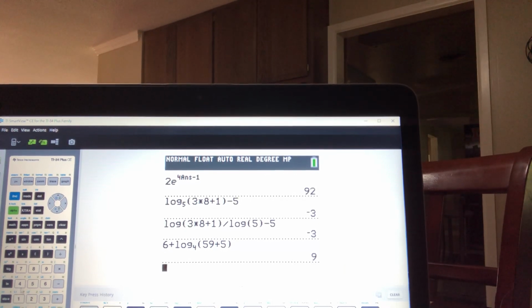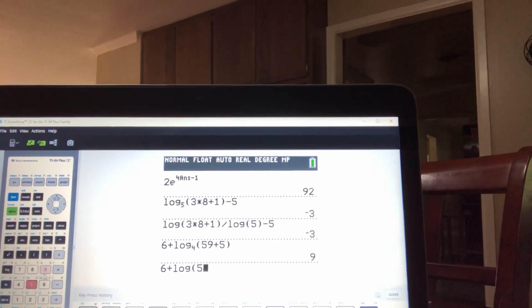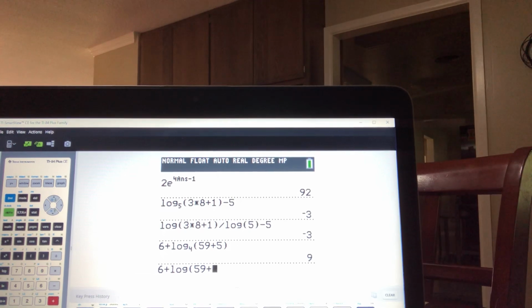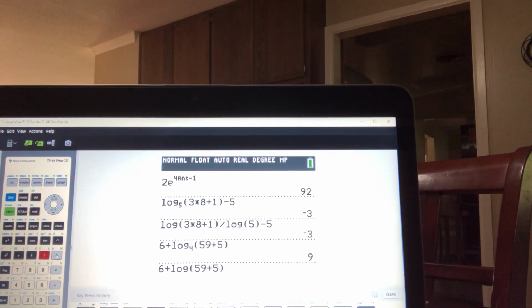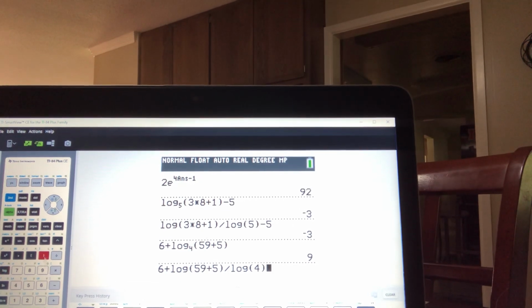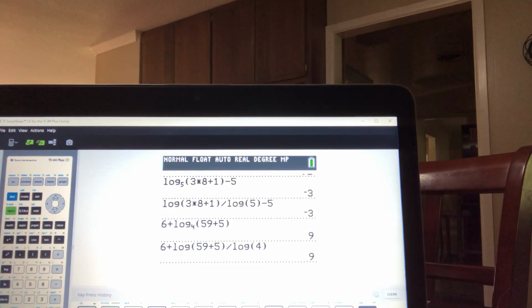So if you don't have log base, here's how you would do it. You would still put 6 plus, but you would do common log of 59 plus 5, divided by the common log of the base 4. And then that should still be 9, and it is. Okay, so you just have to put it in slightly differently.